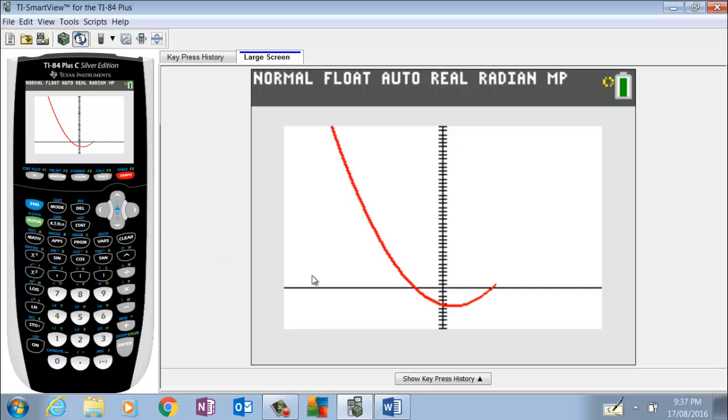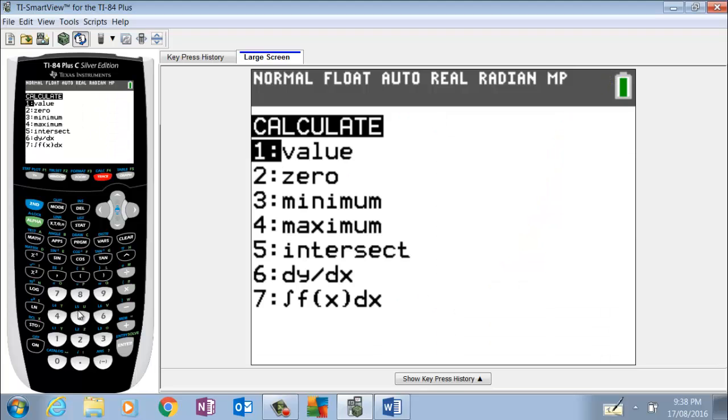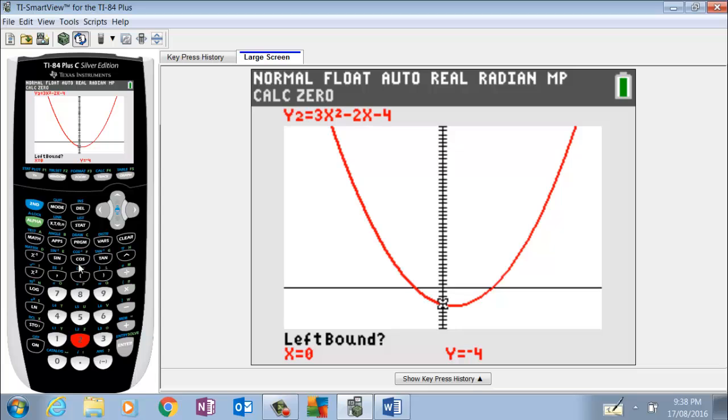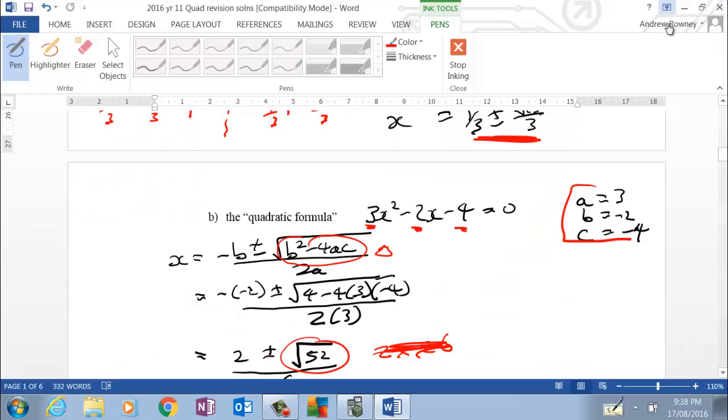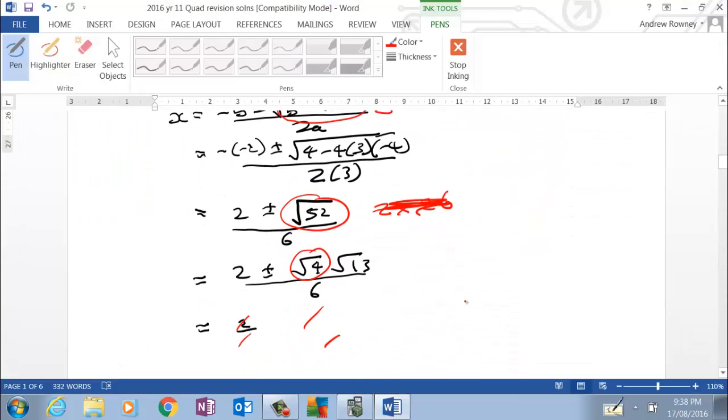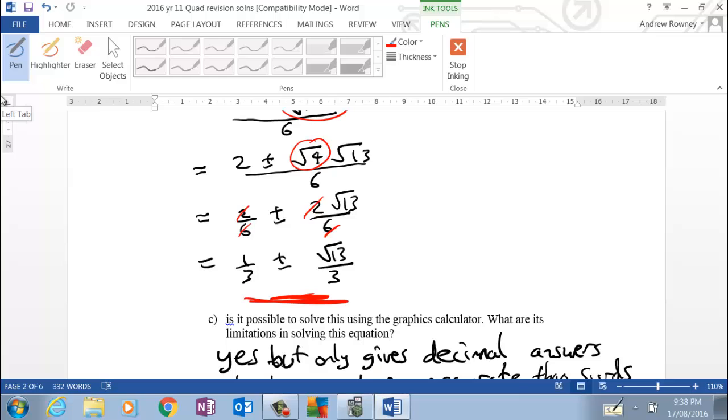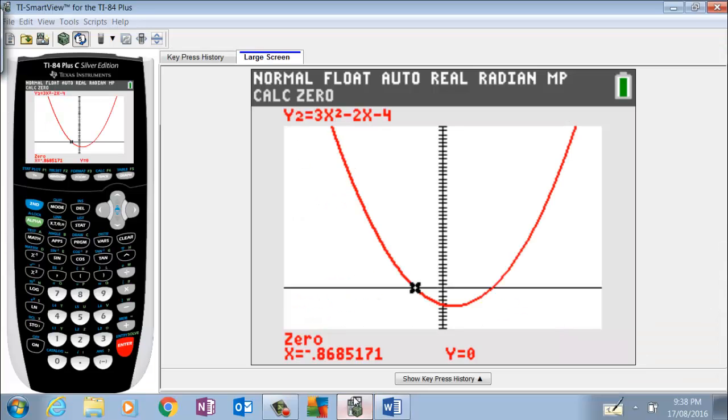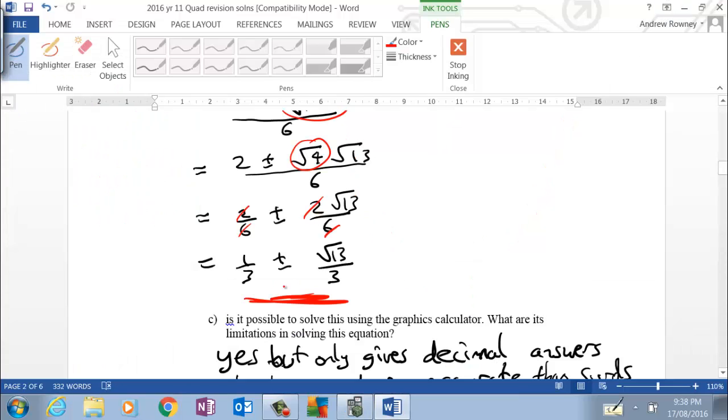Now we want to get the two x-intercepts. We know that's a third plus root 13 on 3, and that's a third minus root 13 on 3. But when we do second calc, it'll give it as decimals. So we want to get the zero, and it asks to go to the left of one possible solution, then go to the right, then guess, and so it's minus 0.86. This is the same as a third take root 13 on 3, and we can get the other one as well.